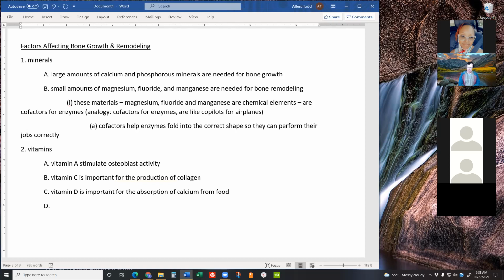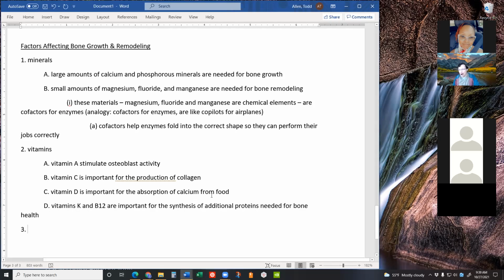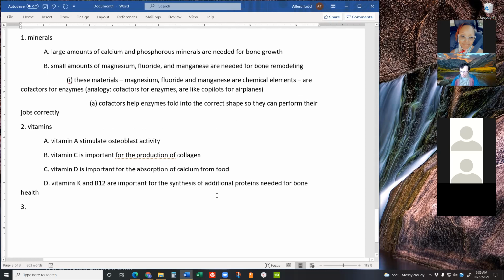All right, in addition to that, vitamins K and B12 are needed for the synthesis of additional proteins that are important for bone health. Okay, so when mom and dad years ago said, you gotta eat your fruits and vegetables, we need your vitamins, that really was not a lie, even though they don't always taste good.